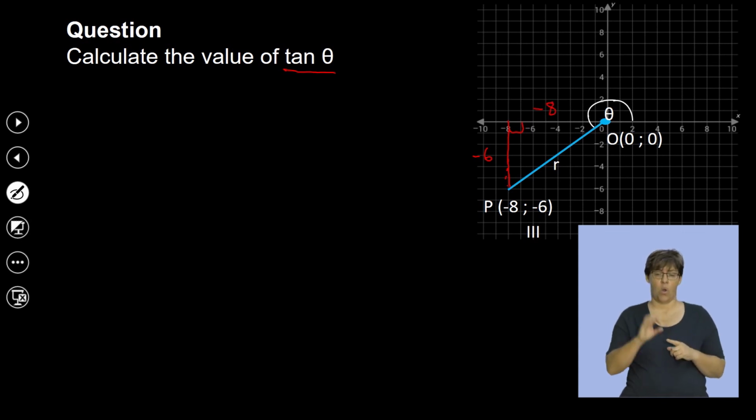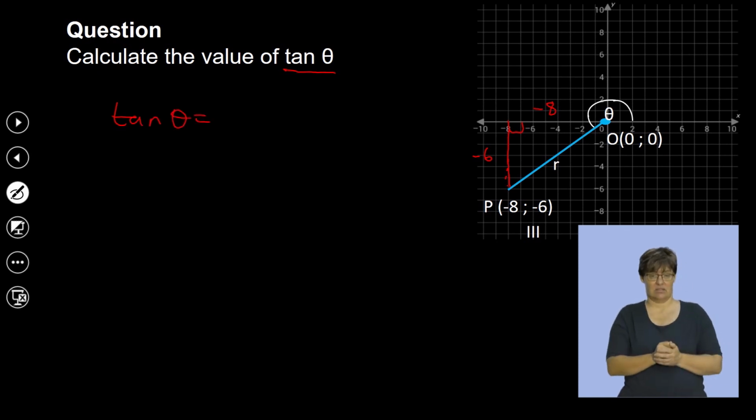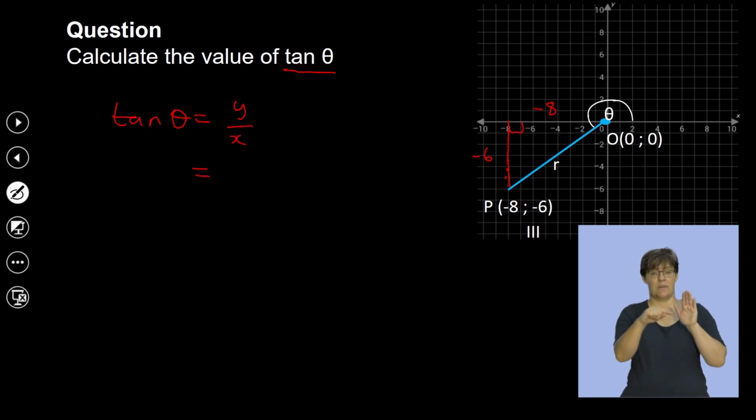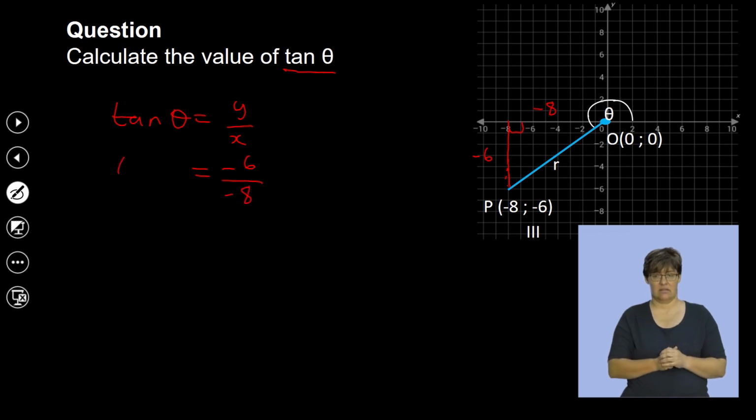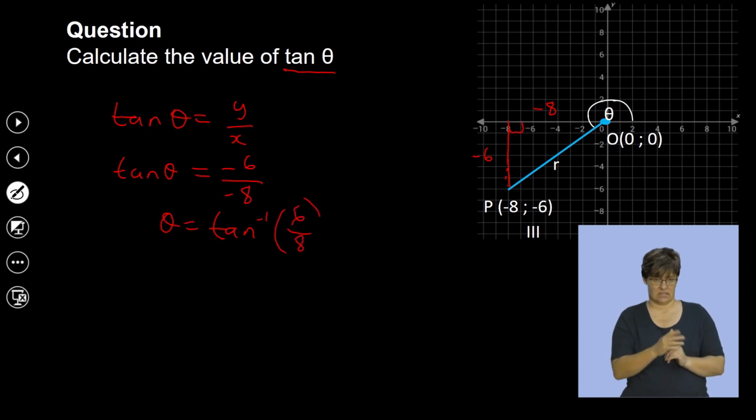So it means I have the opposite and the adjacent. So to find theta there, I will then use the tan ratio. So tan theta is equal to, remember we said it's y over x, which is equal to -6 over -8, and this is still my tan of theta, and then theta will be the second function of tan of 6 over 8. And then you can press your calculator there to find what the answer is.